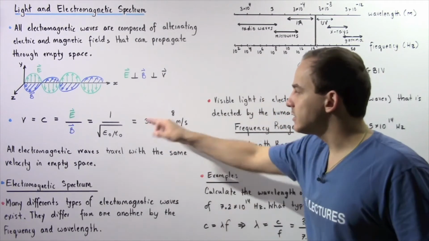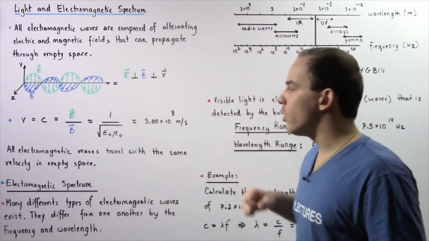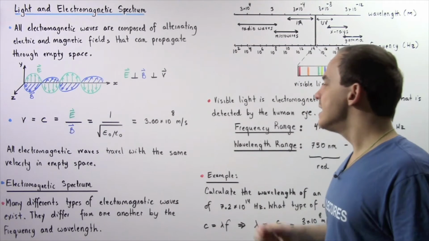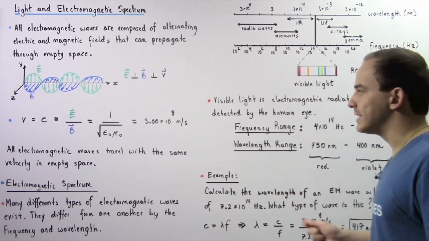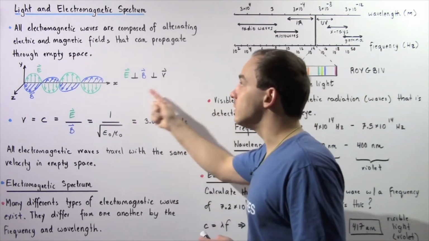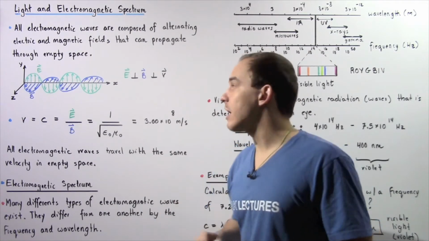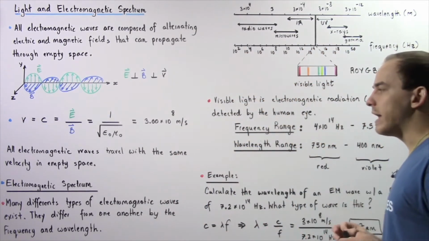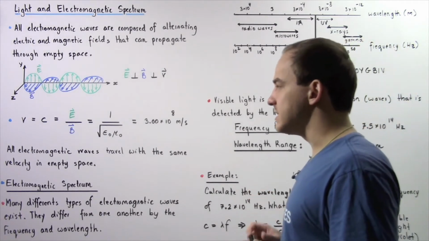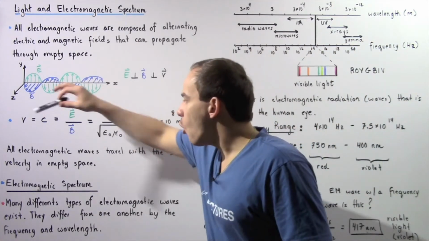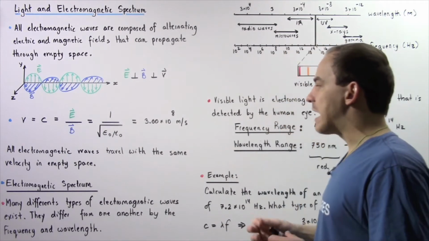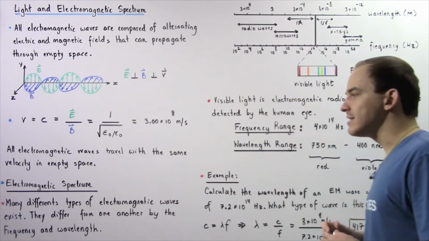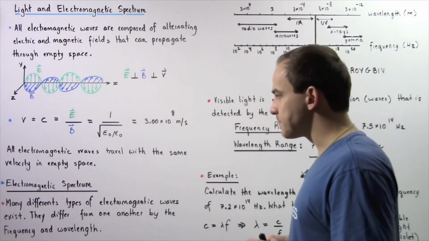So we see that the value is 3.00 times 10 to the 8 meters per second. This is our velocity, the magnitude of our velocity, the speed of our electromagnetic wave that is moving in empty space. So all electromagnetic waves travel with the same exact velocity in empty space.